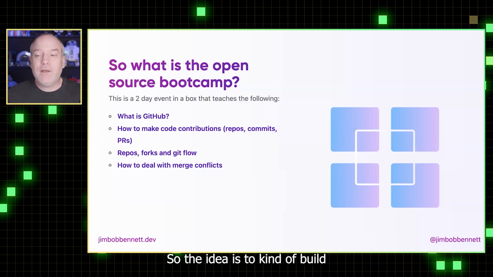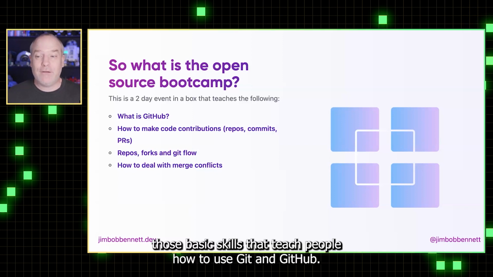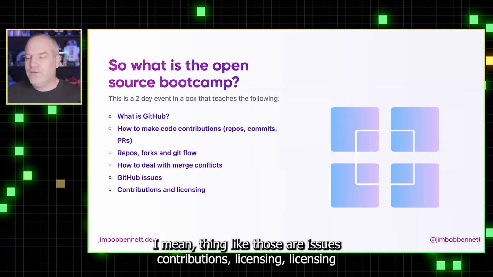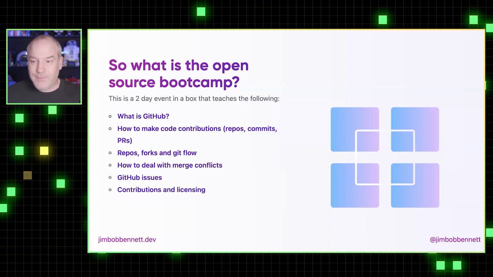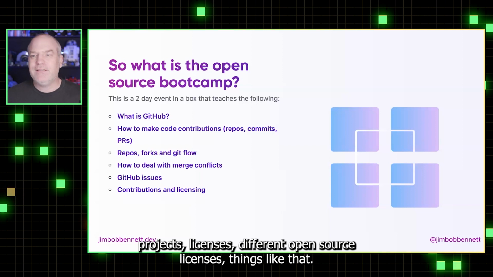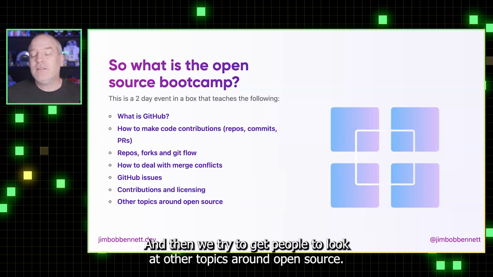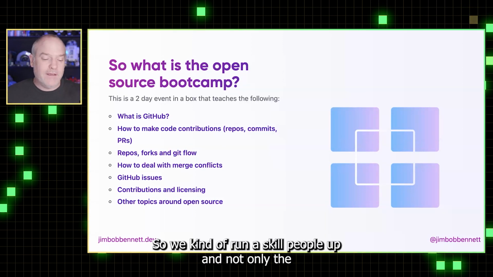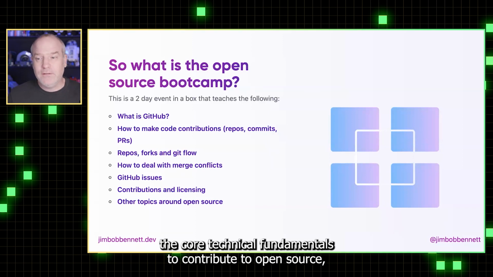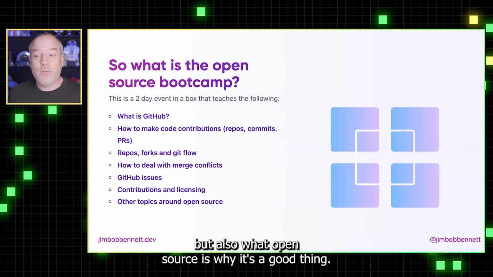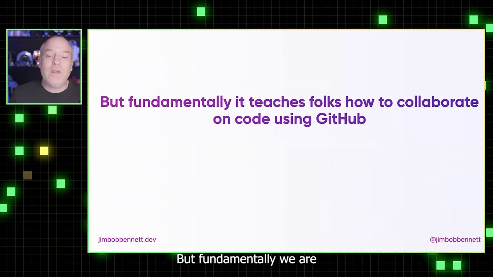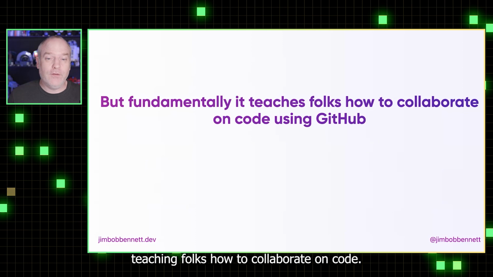So the idea is we build those basic skills that teach people how to use Git and GitHub. And we think about things like issues, contributions, licensing, project licenses, different open source licenses, things like that. And then we try and get people to learn other topics around open source. We want to skill people up in not only the core technical fundamentals to contribute to open source, but also what open source is and why it's a good thing.